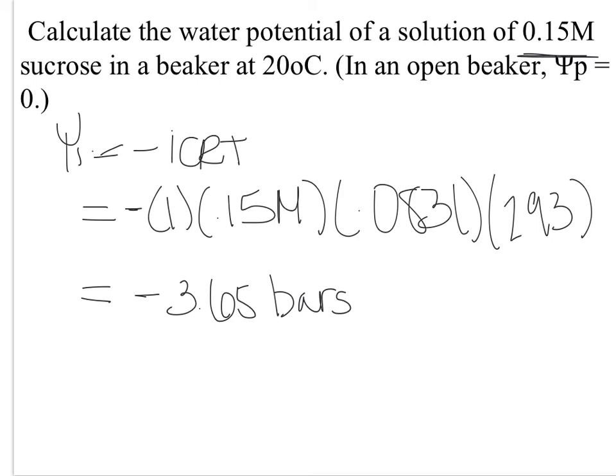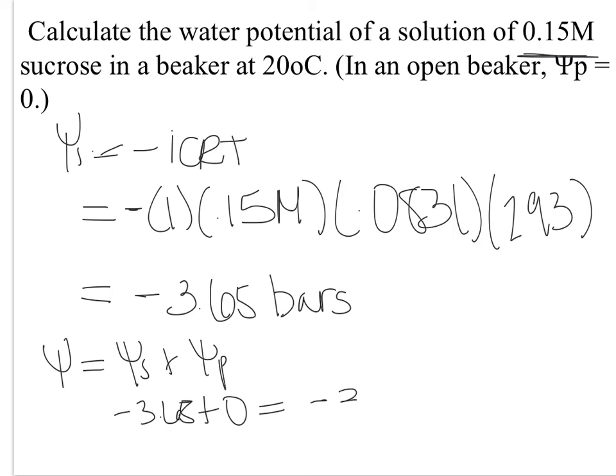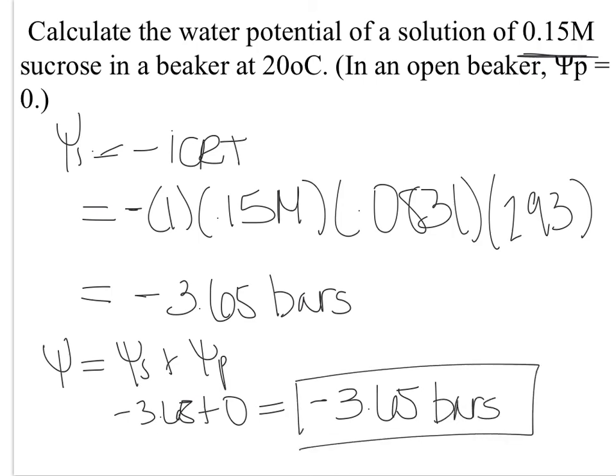But this is not what the question asks. The question wants us to find water potential. So now we have to go back to our original formula that says water potential is equal to solute potential plus pressure potential. Well, solute potential is this negative 3.65 bars. Pressure potential is 0 because that's what they've told us. So our water potential is negative 3.65 bars. Okay, and this would be your final answer. So this is one of those two-step questions where you're going to first have to calculate your solute potential and then plug that into your water potential formula.